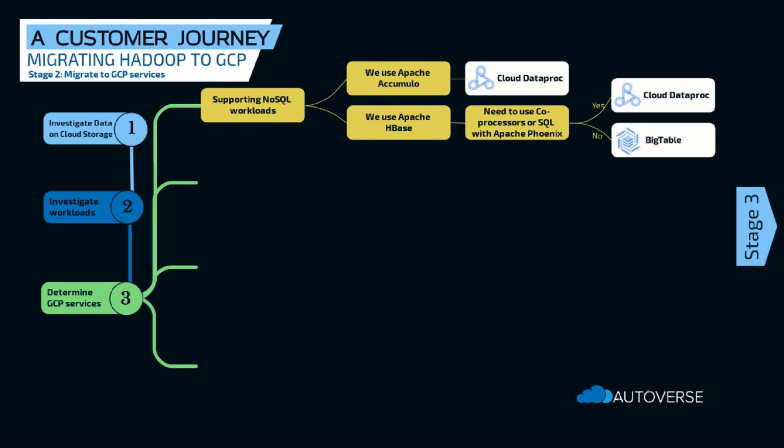If you're supporting NoSQL workloads and you are using Apache Accumulo, then you're going to want to move to Google's managed Hadoop cluster, which is Cloud Dataproc. If you're using HBase and you need co-processors or SQL with Apache Phoenix, again, it's going to be going to Cloud Dataproc. If you don't need that, you can move to Bigtable.